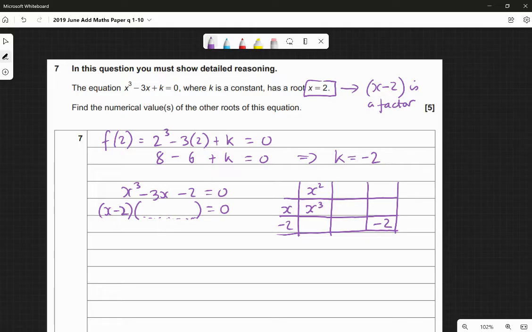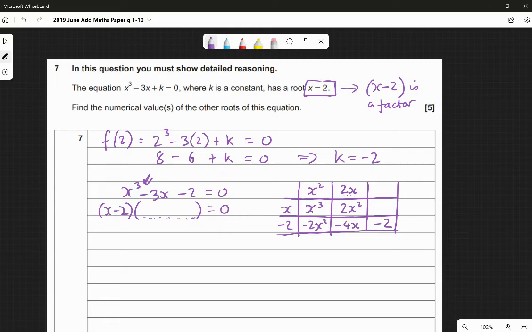Now I'm going to start filling things in. So x squared times minus 2 is minus 2x squared. How many x squareds do I have in my cubic? There are no x squareds here. It's like it's missing an x squared term, so I need 0x squared. So I've got minus 2x squared, so I'm going to need another 2x squared to make 0x squared. Hence, this part here is going to multiply by x to give me 2x squared. So this needs to be 2x. 2x times minus 2 is minus 4x.